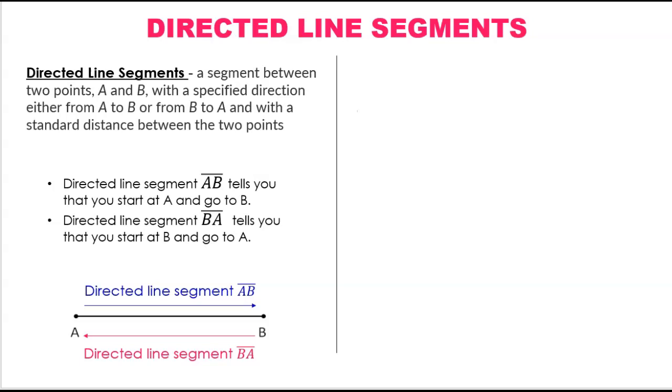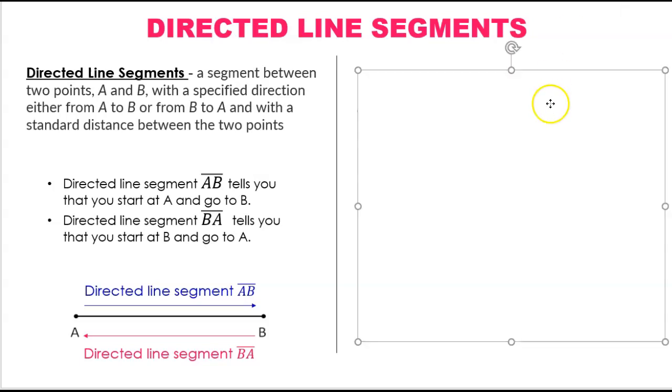They are a segment between 2 points, A and B, with a specified direction either from A to B or B to A, and with a standard distance between the 2 points. So the directed line segment AB tells you that you start at A and go to B. But the directed line segment B to A tells you start at B and go to A. Just like we kind of did with our rays. Remember the first letter when we named our rays? That told us our starting point. And then the second letter told us the direction we were going. And the picture below shows you the difference between saying A to B versus B to A.